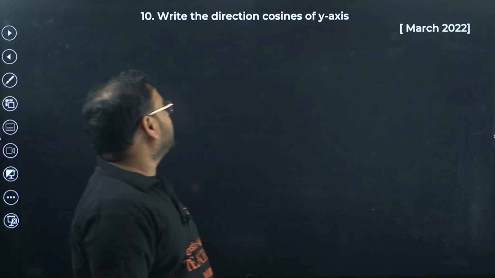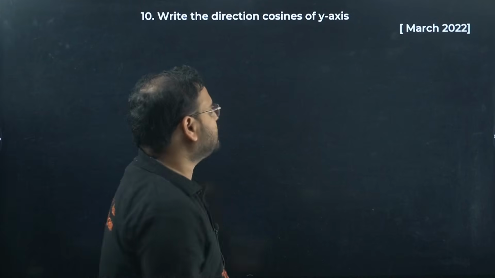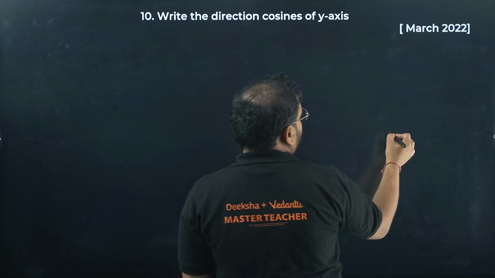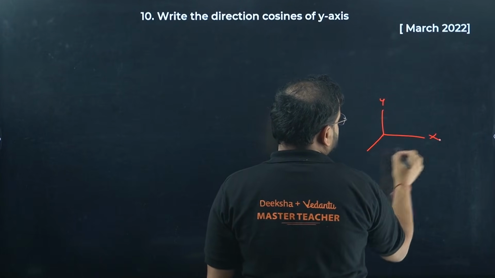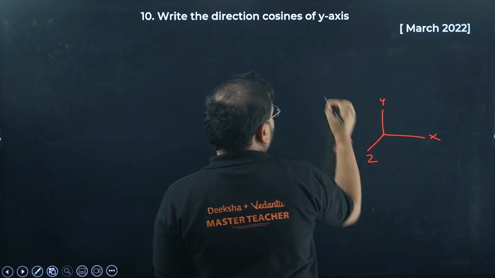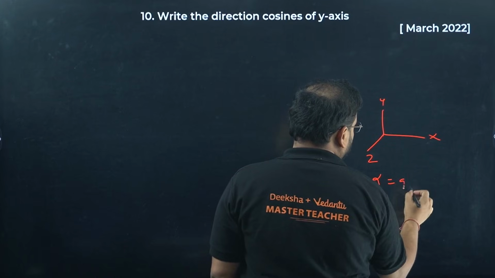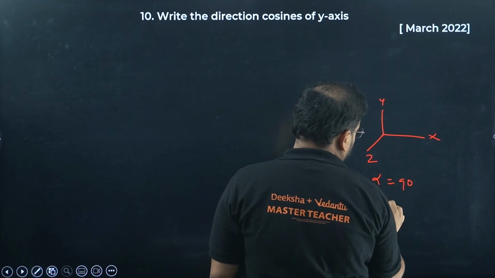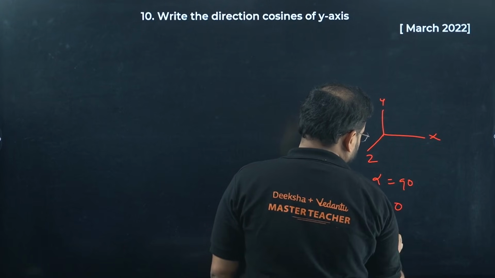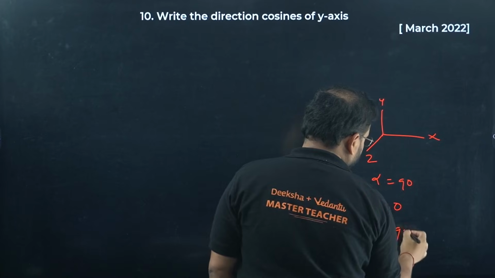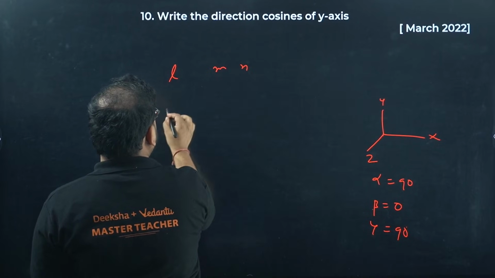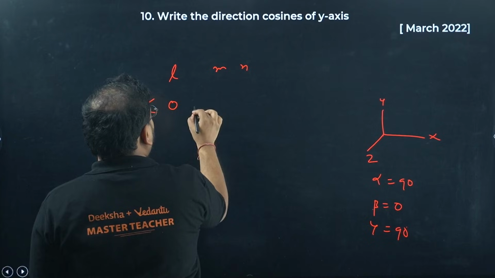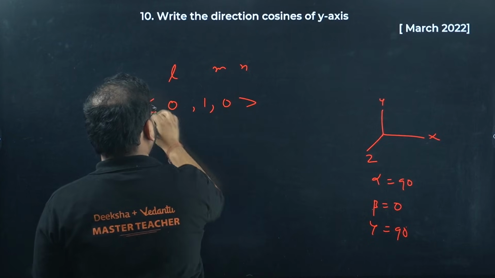Next, direction cosines of y-axis. Same fashion. Y-axis means this is your y-axis, this is x-axis and z-axis. So with y will be what? The angle will be 90. This beta will be 0 and gamma will again be 90. Apply this, you'll get L, M, N in this case as 0, 1 and 0.